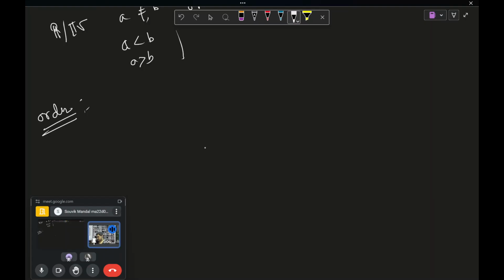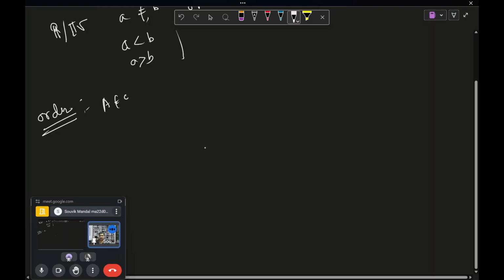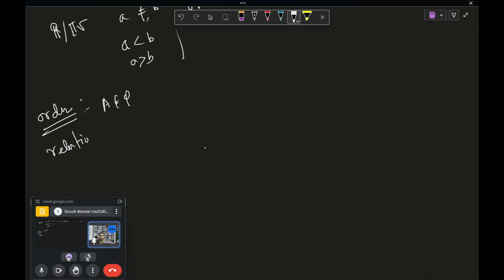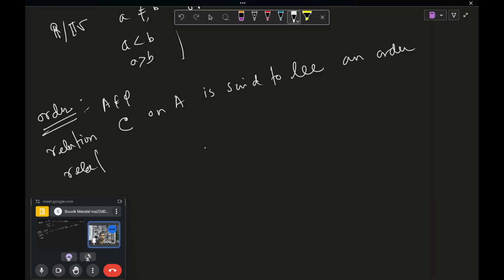So suppose, let A be a non-empty set. Then a relation C on A is said to be an order relation if the following holds.